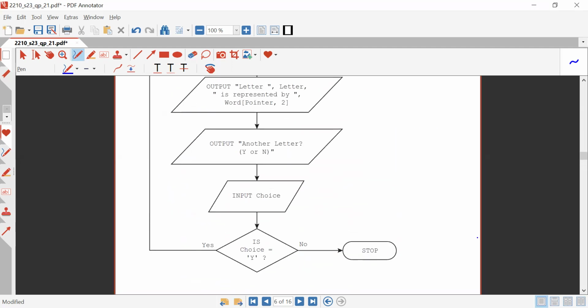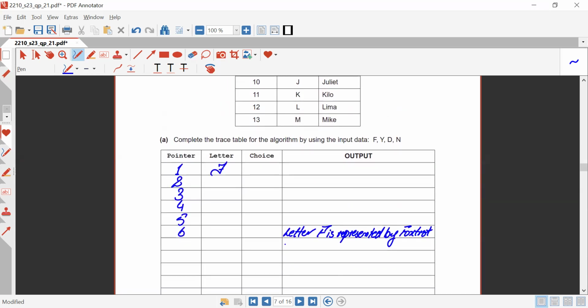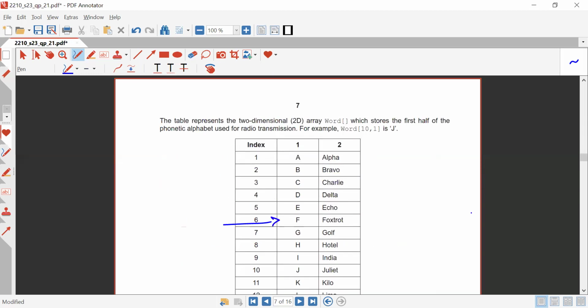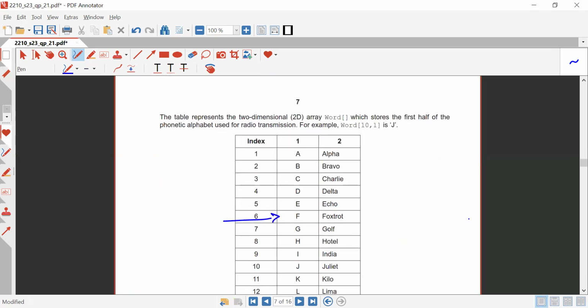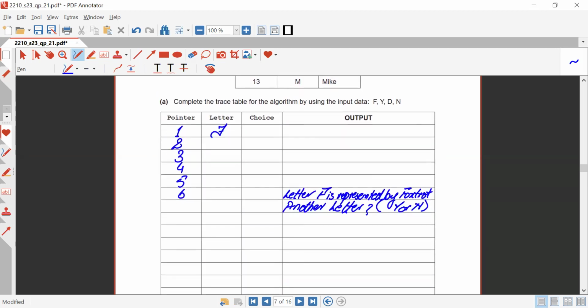Okay, just after that they are saying output another letter Y or N. So we need to output it in a similar manner. Another letter, question mark, in the bracket Y or N bracket off. Then just after that they are saying input choice. So again we do have a choice. It's Y. That means it's a Y over here.